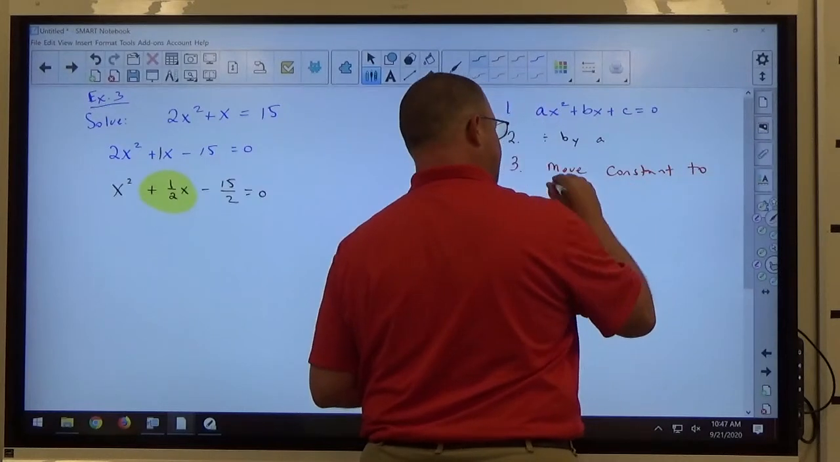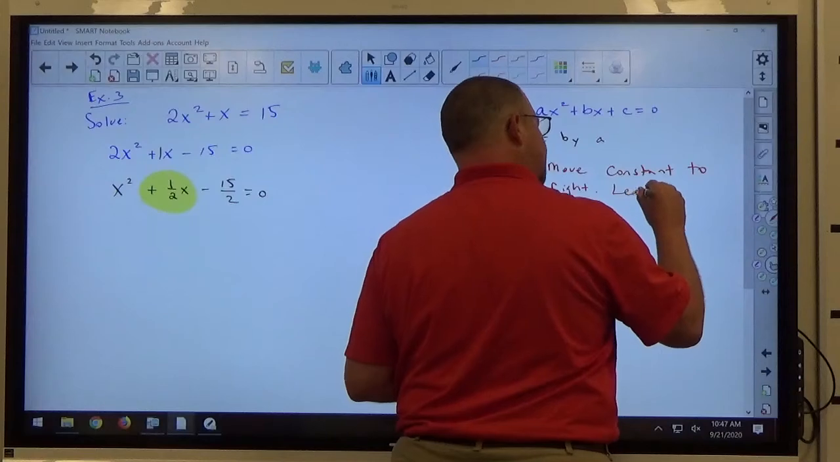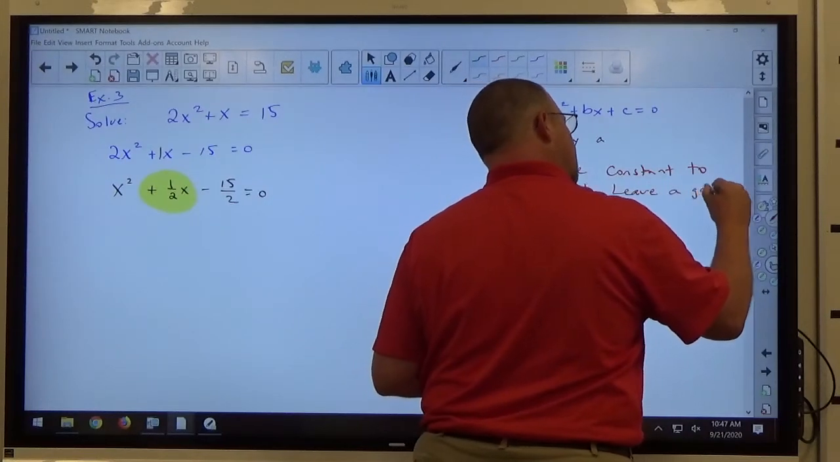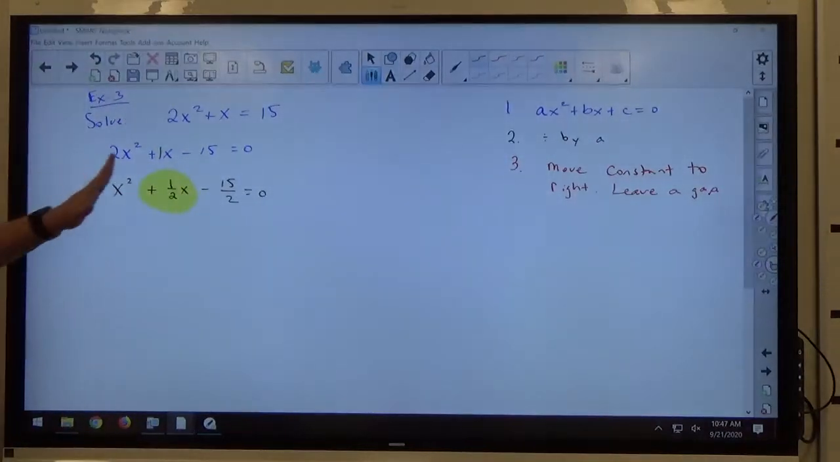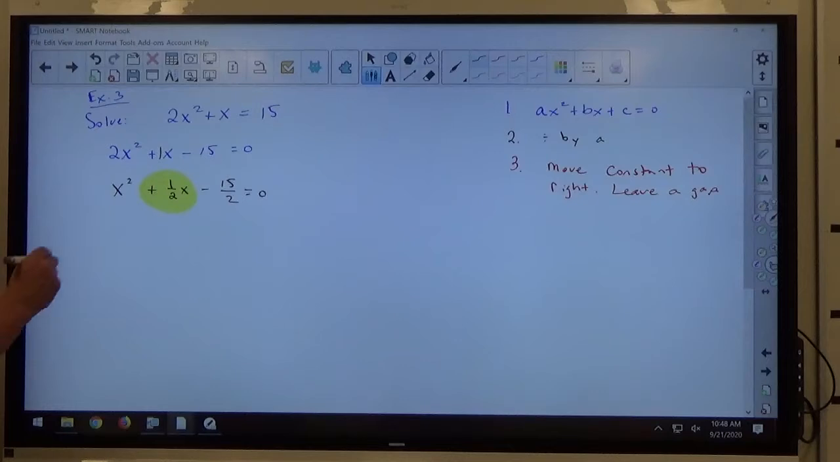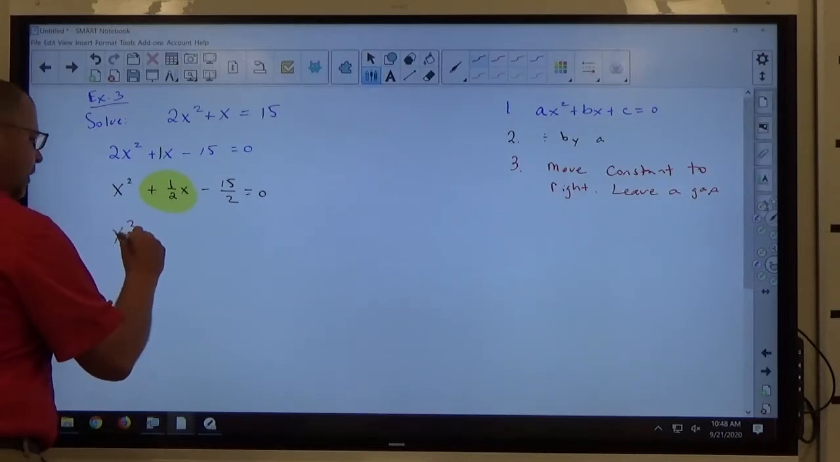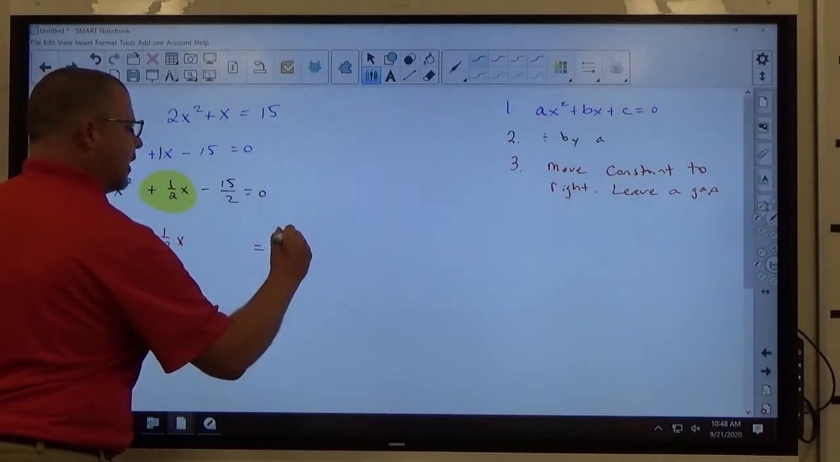All right, step 3 in the process is move constant to right, leave a gap. And I'll show you what leave a gap looks like in a second with this problem. So the constant here is negative 15 halves. I want to move it to the right. I want to leave a gap. So here's what it looks like. X squared plus 1/2 x gap equals 15 halves.